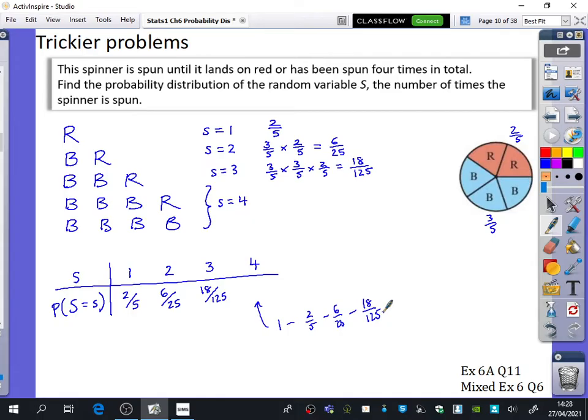So 1 minus 2 fifths minus 6 25ths minus 18 over 125, I get the answer, what do I get? 27 over 125. So the other way of checking it, though, would be to do what? What would be the other way of doing this?